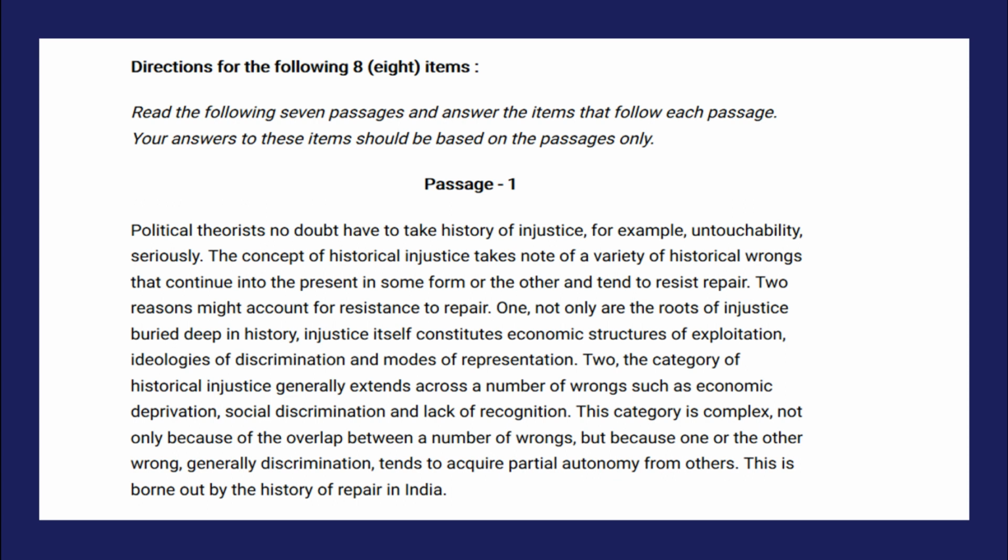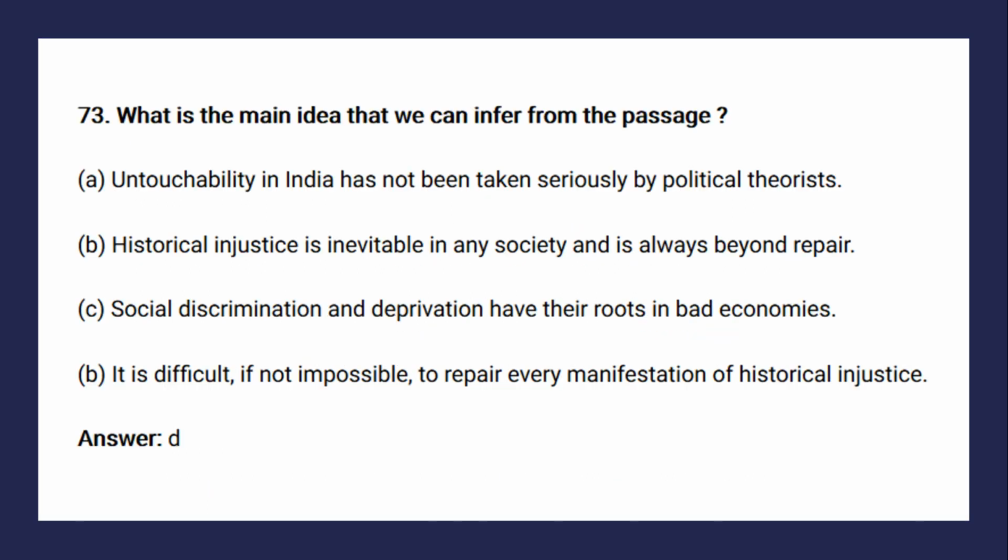Question 73. What is the main idea that we can infer from the passage? Option A. Untouchability in India has not been taken seriously by political theorists. Option B. Historical injustice is inevitable in any society and is always beyond repair. Option C. Social discrimination and deprivation have their roots in bad economies. Option D. It is difficult, if not impossible, to repair every manifestation of historical injustice. And the answer is option D.